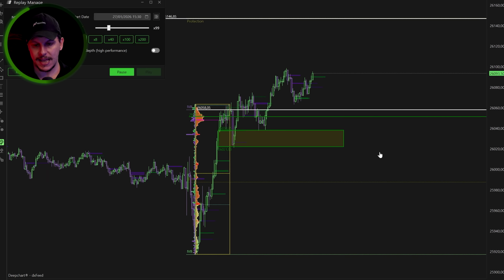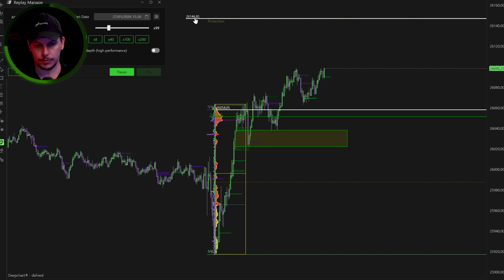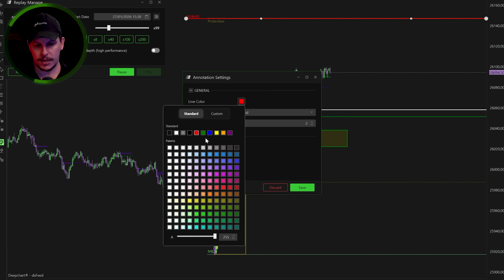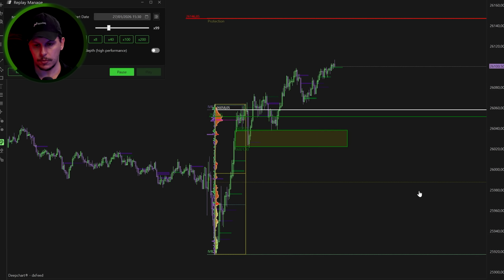Let's see how this area reacts also for the long term. Let's put a protection level sell. This one is calculated by an algo. It's doing a lot of analysis behind. Let me go faster so you can enjoy.